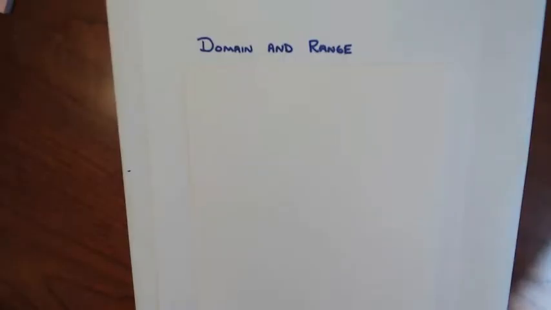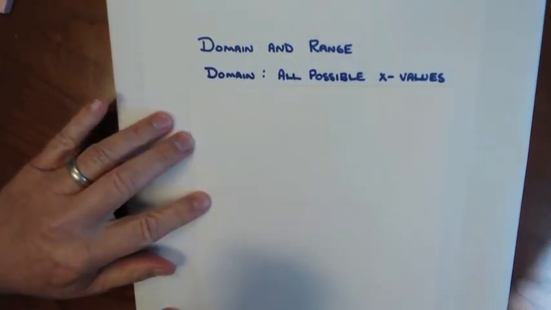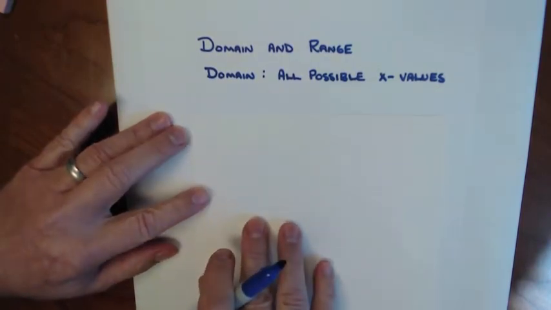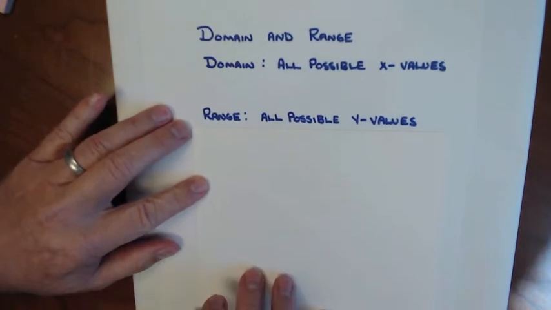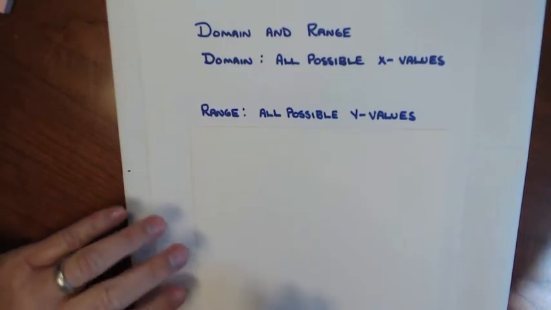We're going to go over how to find the domain and range when you're given some type of function or relation. The domain will always be all the possible x values, only the things that x can be. The range is going to be all possible y values, all the y values that the graph, the table, the mapping can have.